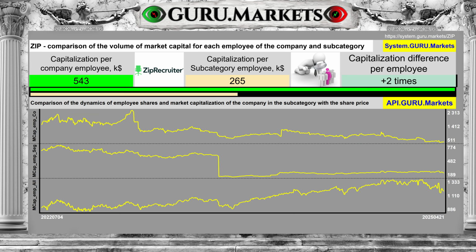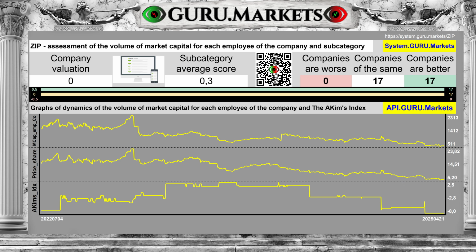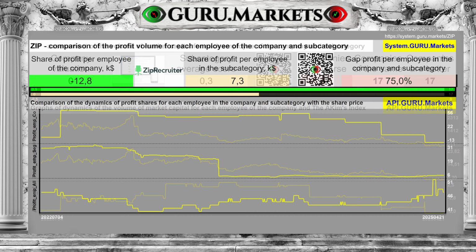The amount of market capital for each employee of the company is equal to $543,000. And in the subcategory, there are $265,000. The difference between the subcategory average and the company's performance is 104.9%. Assessment of the amount of the company's market capital per employee in comparison with indicators in the subcategory: tolerable, 0 points.